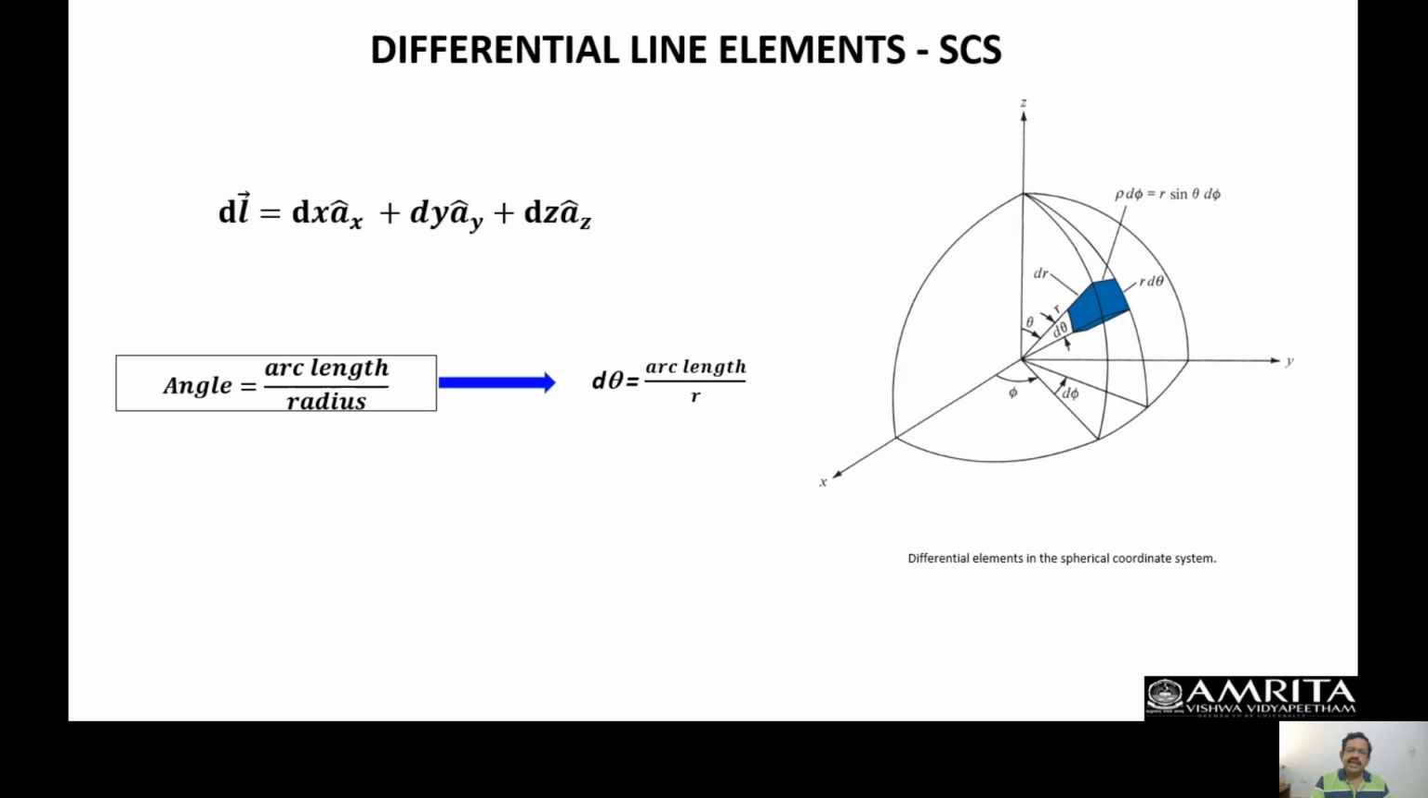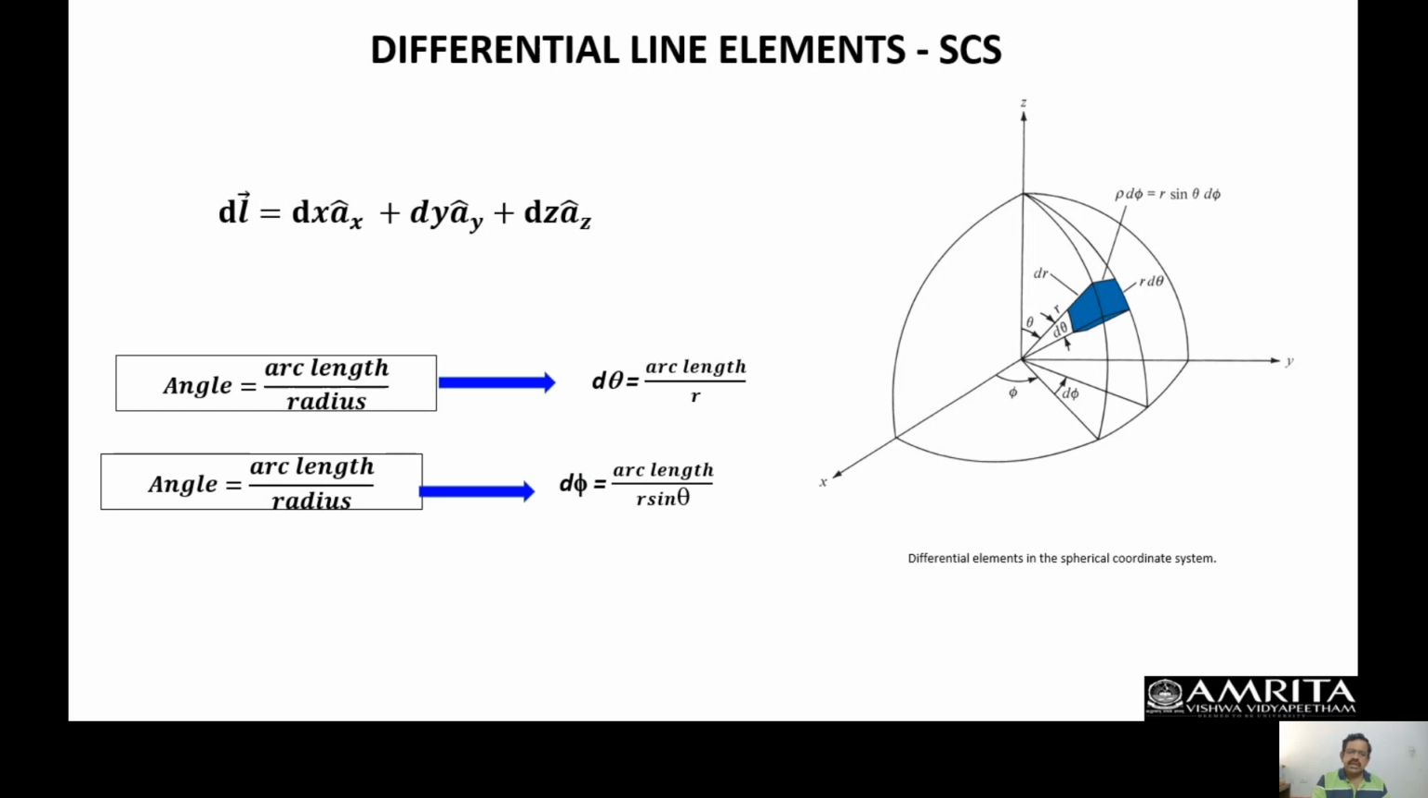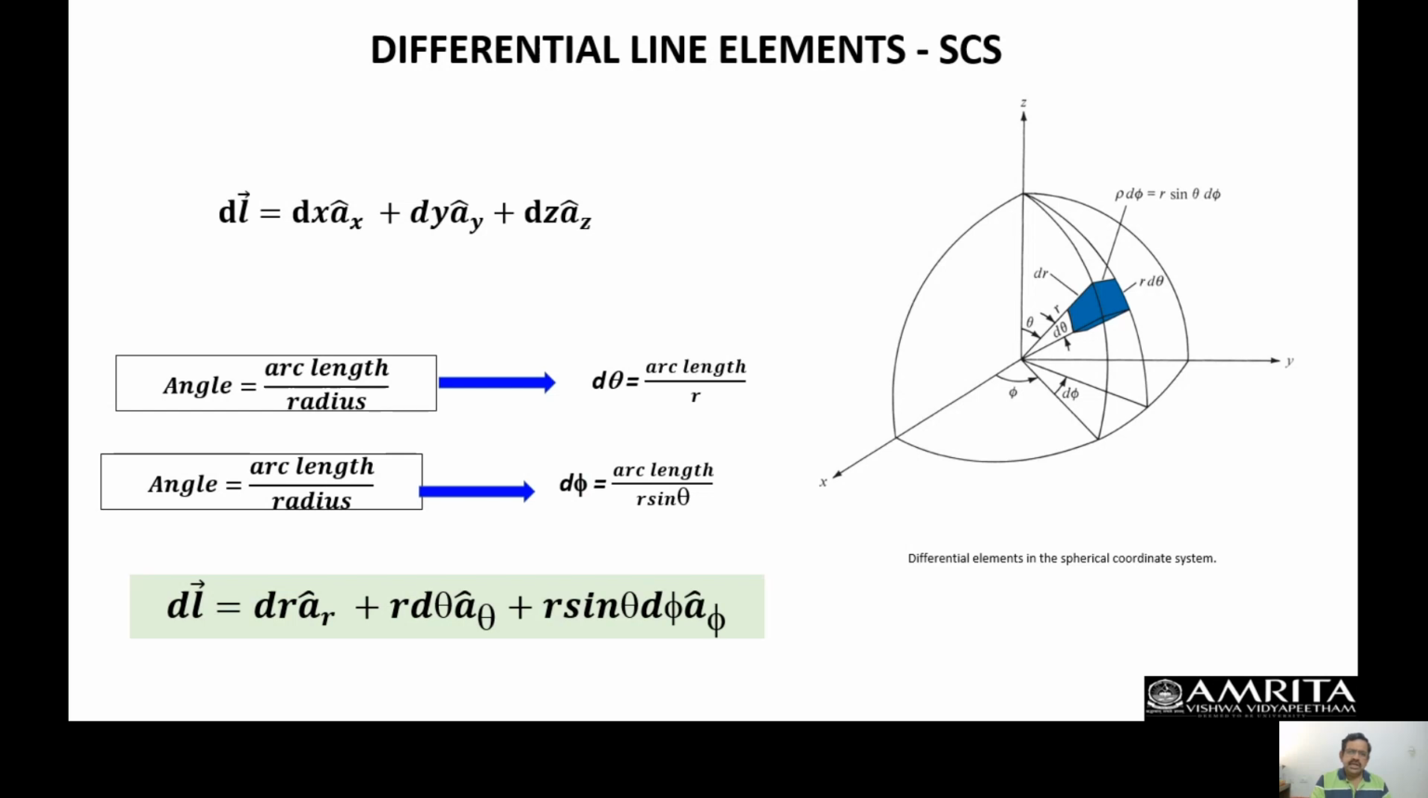To get that arc length, correspondingly we use this. Along the theta direction, d theta is nothing but the arc length divided by the radius, which is r. So we get arc length equal to r d theta. In case of the phi plane, the projected vector is r sin theta. Therefore, we get the arc length in the phi direction as r sin theta d phi. So this is how the infinitesimal line element is written in the spherical polar coordinate system. You don't have to memorize.